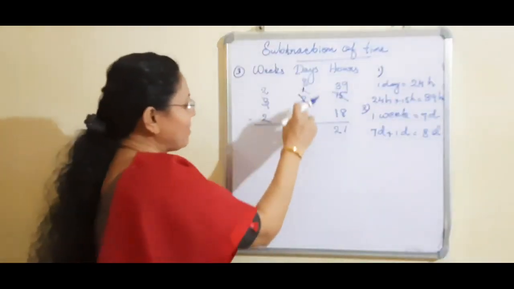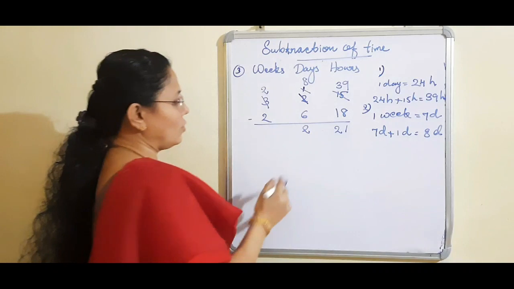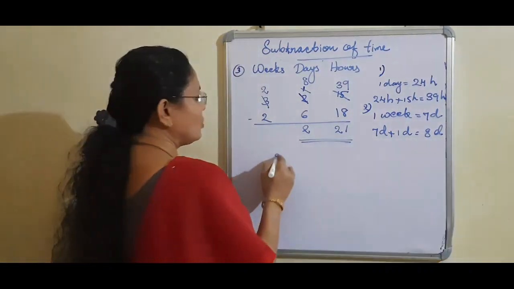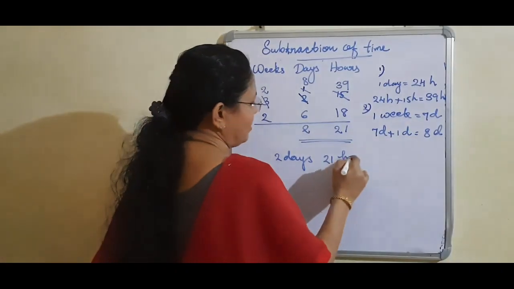Okay, now 8 minus 6 is 2 and 2 minus 2, that is 0. Therefore what is the answer here? 2 days and 21 hours.